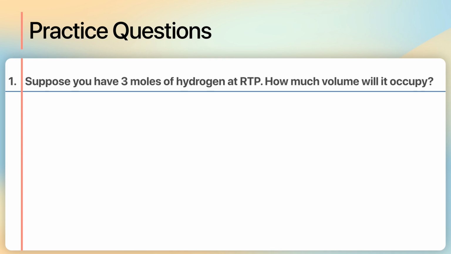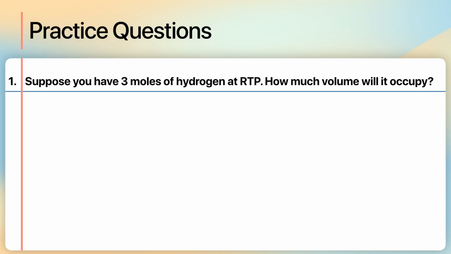Let's dive into some GCSE level questions to apply our understanding of Avogadro's law. Here is our first question. Suppose you have 3 moles of hydrogen at RTP. How much volume will it occupy? Feel free to pause here to have a go yourself.